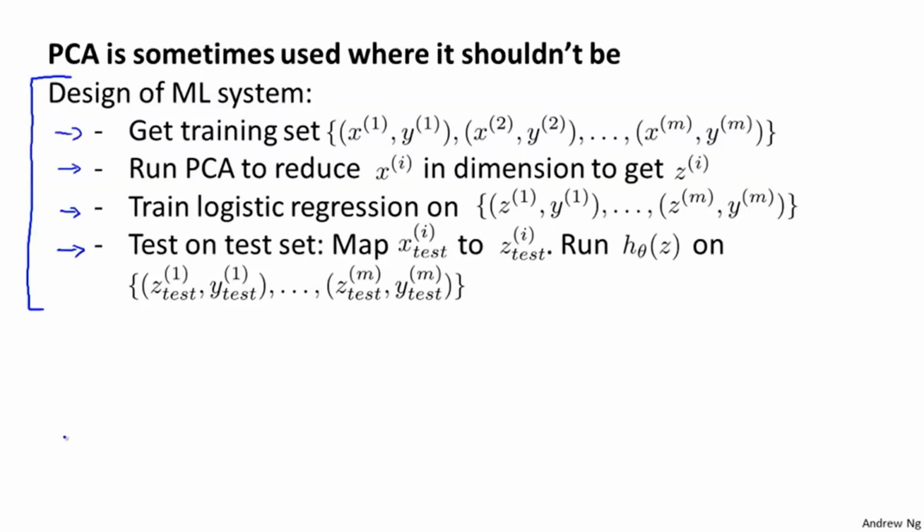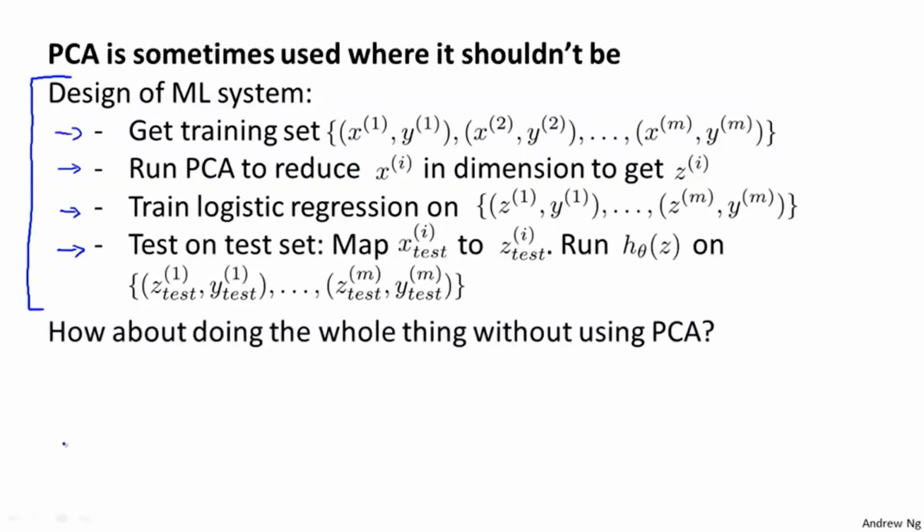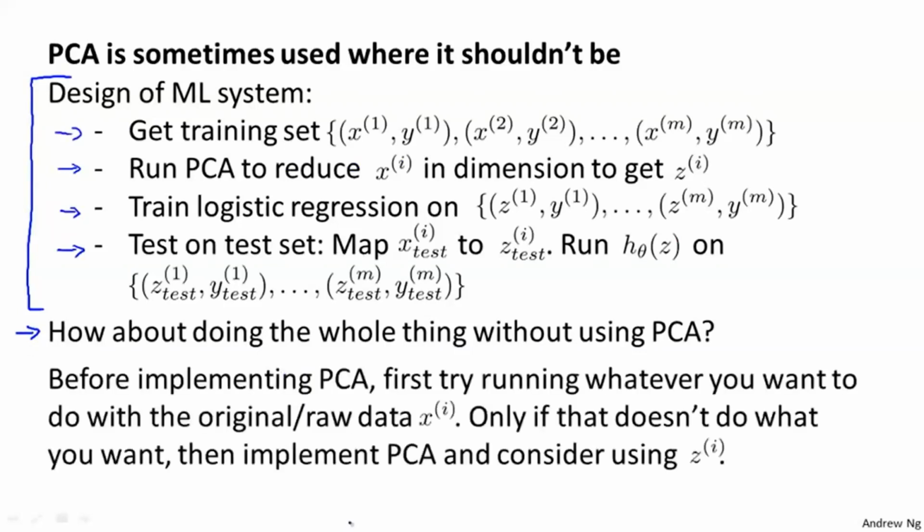Before writing out a project plan that incorporates PCA like this, one very good question to ask is, what if we were to just do the whole thing without using PCA? And often people do not consider this step before coming up with a complicated project plan and implementing PCA and so on. So specifically, what I often advise people is, before you implement PCA, first consider doing whatever it is you want to do with your original raw data xi. And only if that doesn't do what you want, then implement PCA and consider using zi.